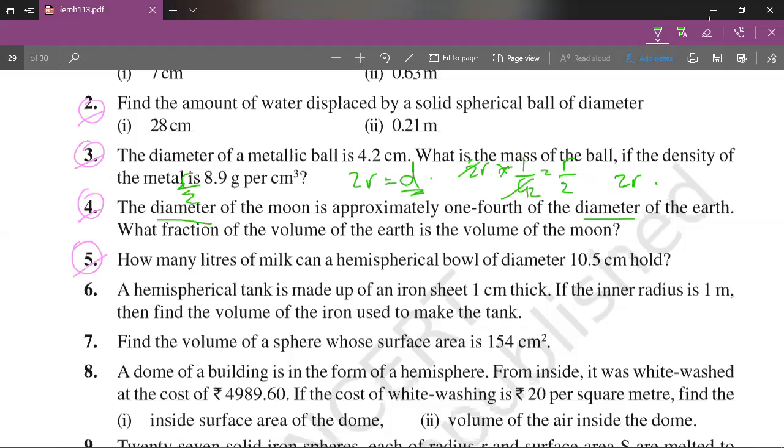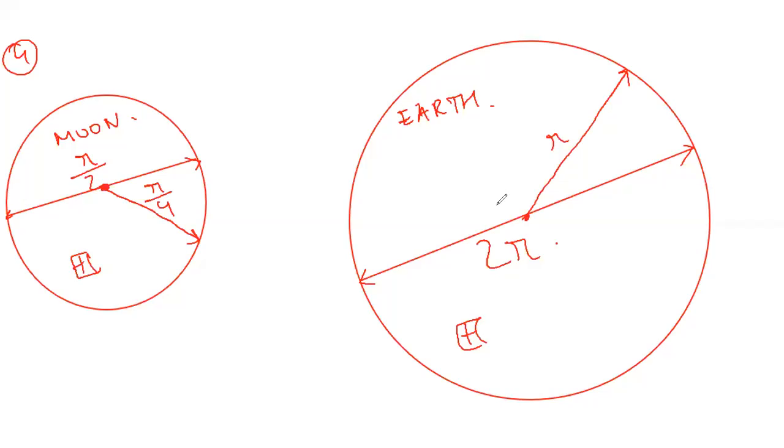So let's draw a figure. So this is our fourth question, and do not forget to draw the sphere. Okay, so once we have drawn our two figures, one is the moon, one is the earth, we will label our diameter. So the diameter of the earth is 2r as previously mentioned, and our diameter of the moon is r upon 2, as we have solved previously.